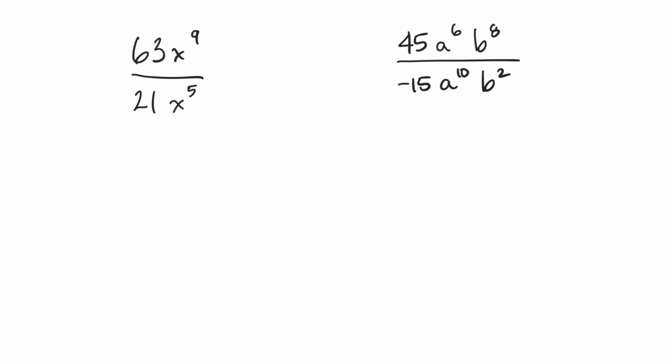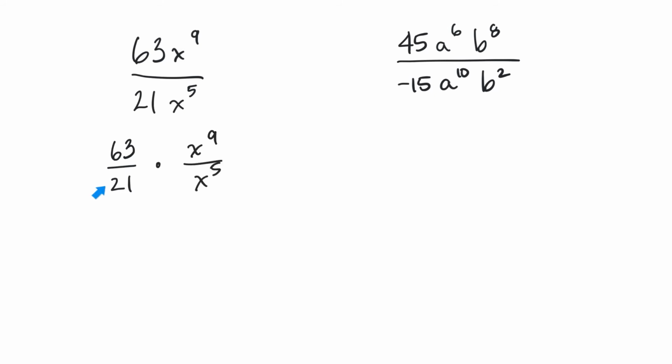All right, so here's two examples. We've got numbers in here now as well, or coefficients. I like to split up my numbers and my common bases, and it'll be more apparent on this one. On this one, I like to split it up so it looks like 63 over 21 times x to the 9th over x to the 5th.